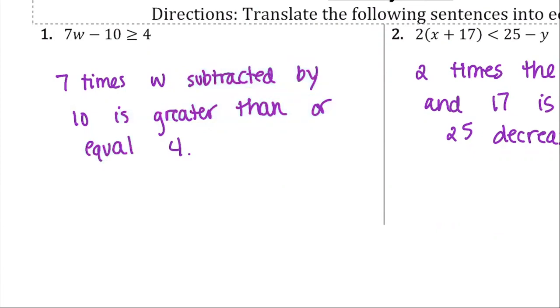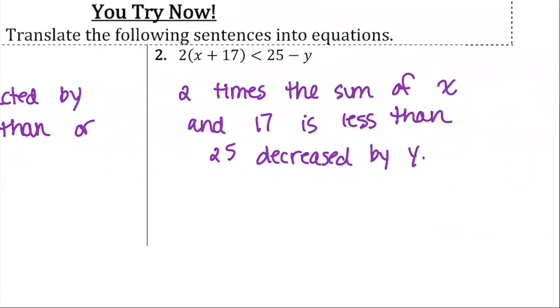Number 2, just be really careful because we have these parentheses here. So when we take our 2 times, we want to make sure we use that phrase, the sum of. All right, so 2 times the sum of X and a number 17. And then again, kind of like the one before this, I chose to use is less than. As long as you guys also chose a phrase that means the same thing as less than, then you are fantastic.